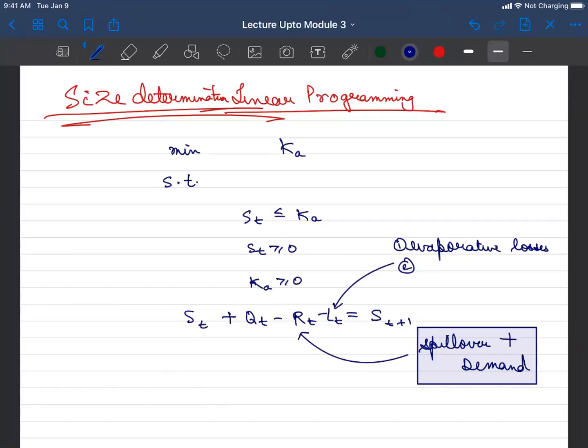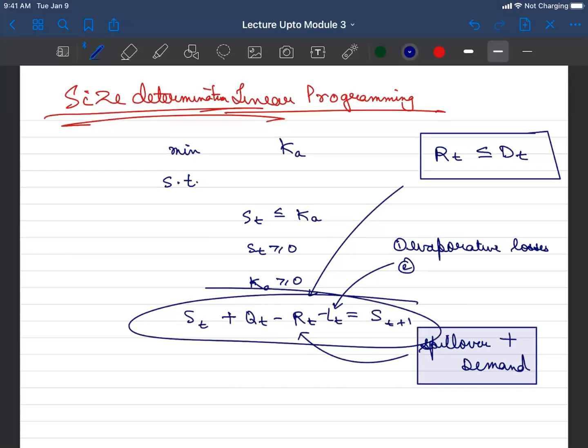Sir, in some textbooks, release is taken just to satisfy the demands and spillover is taken separately. So in that condition, they have applied the constraint that R_t should always be less than or equal to D_t. Yes, that's exactly what I stated. Depending upon how you define the terminology, all your constraints can change, and that's where I cannot compare one solution to another. But from a continuity perspective, this is true.